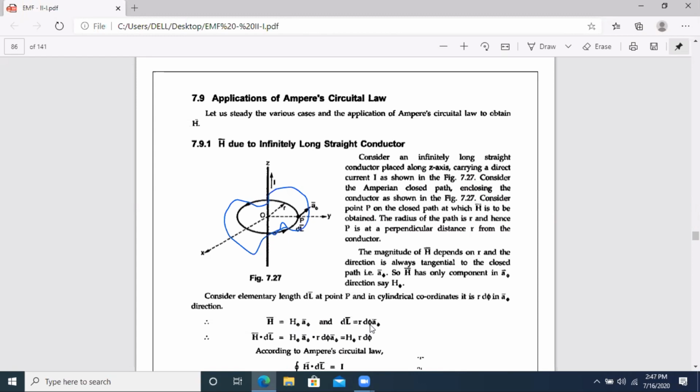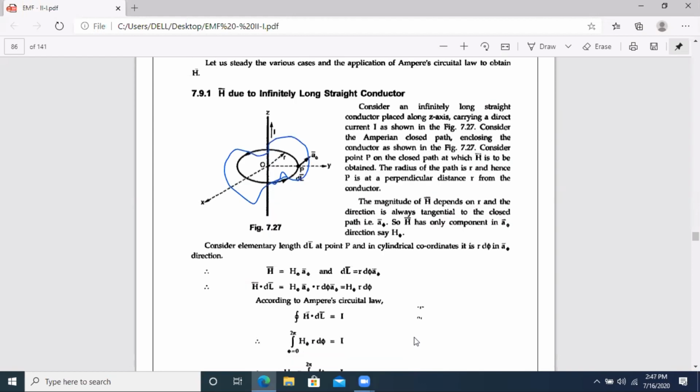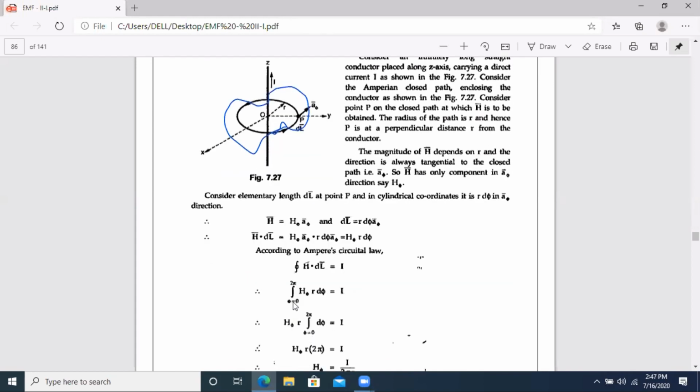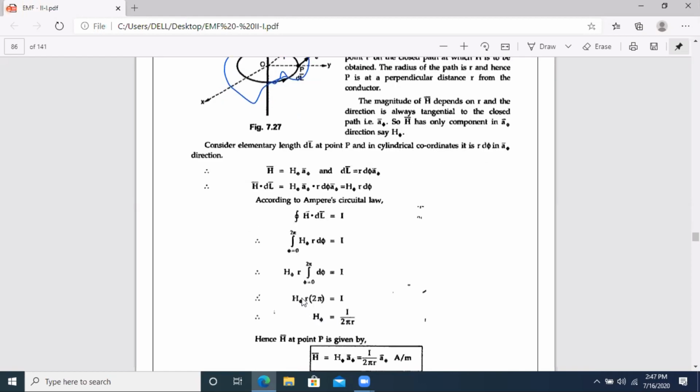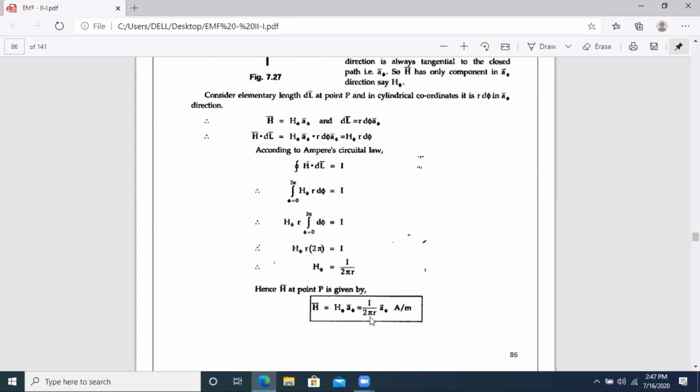DL is R D phi A phi. H dot DL is H phi R D phi. The integral of H dot DL equals I. Therefore, the integral from 0 to 2 pi of H phi R D phi equals I. Take out the constants, you want to integrate from 0 to 2 pi. This is 2 pi, equal to I. So H phi equals I over 2 pi. Right? Amps per meter. See how easy that is?